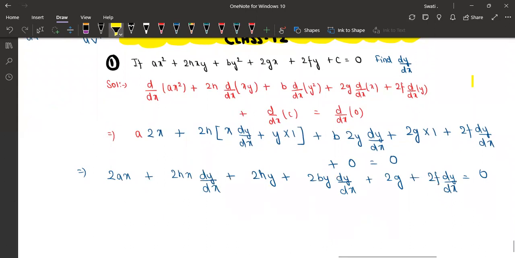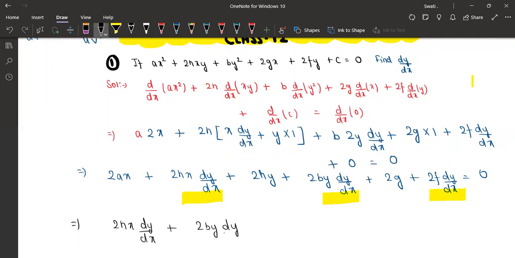Now, of course, we can see that here we have dy/dx, here we have dy/dx, and here we have dy/dx. So all these dy/dx terms we will write down together. So it will become 2hx dy/dx plus 2by dy/dx and then plus 2f dy/dx, right? Is equal to, I'm going to shift all the other terms on the other side. So this will become minus 2ax, minus 2hy, and minus 2g, right?